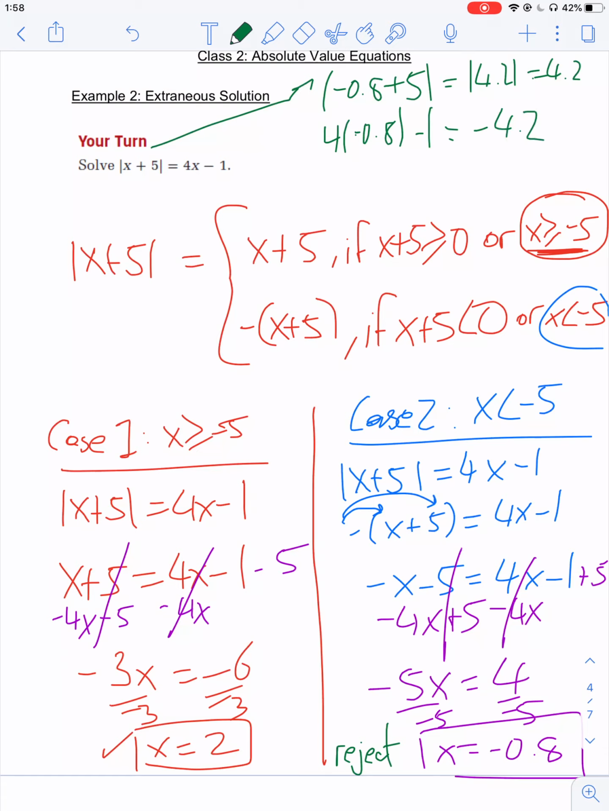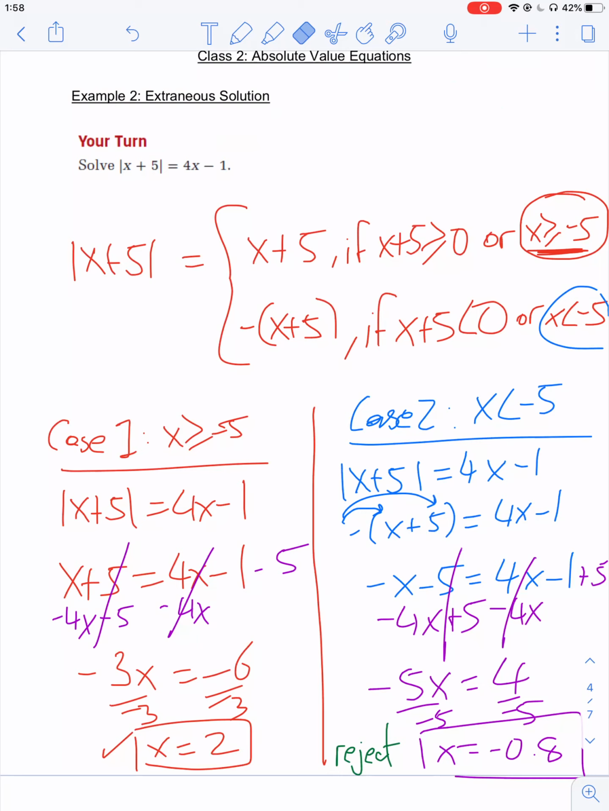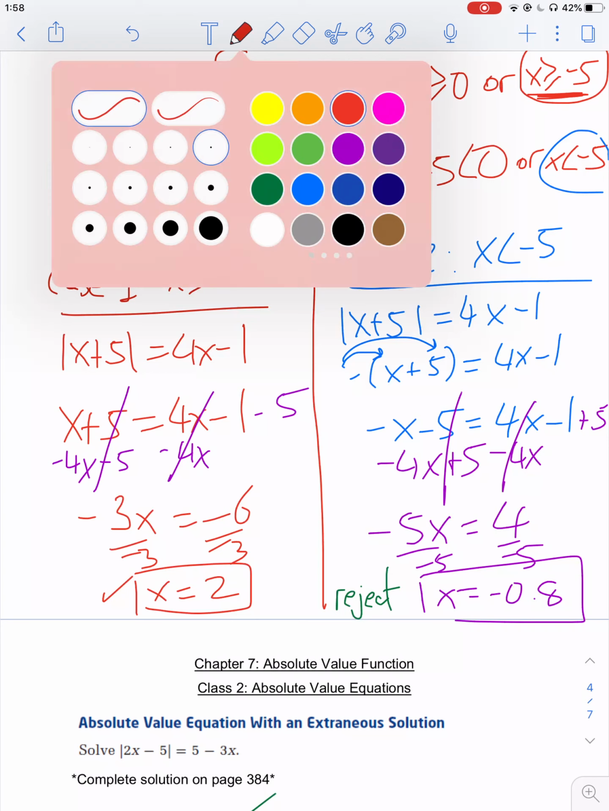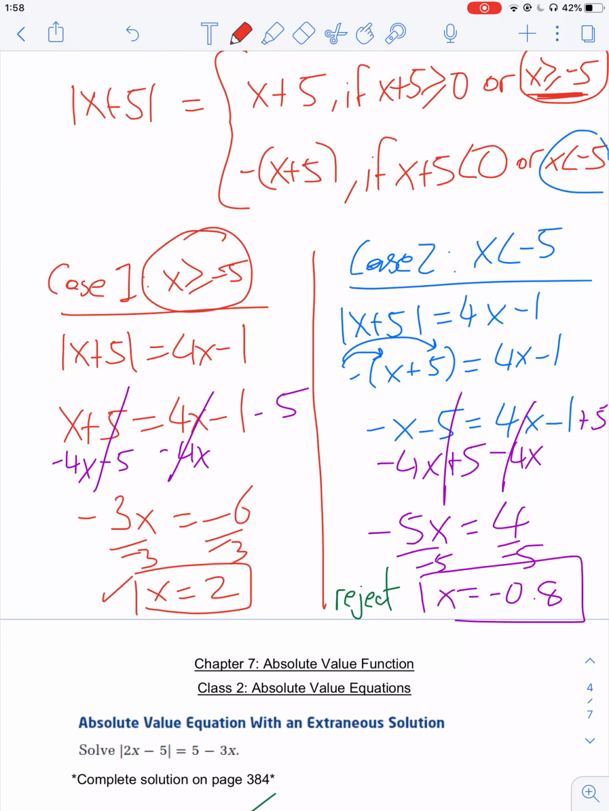So as you can see, they're not too far off. One of them is positive 4.2, the other one is negative 4.2. But that's not the same thing. The sign has to be the same. So that's why you have to reject this one, okay? One way to figure out which option you need to reject is just by checking, kind of like what you did with radicals. The other way, and the easier way, would be to just look at your domain. Look at your restriction and see if this value is within your restriction or within your domain.